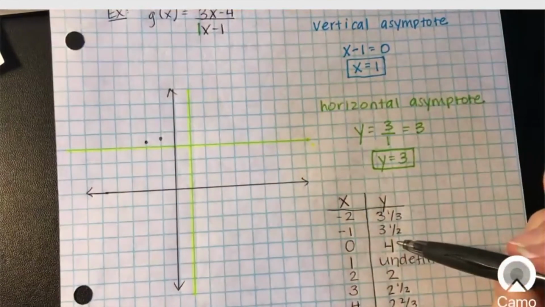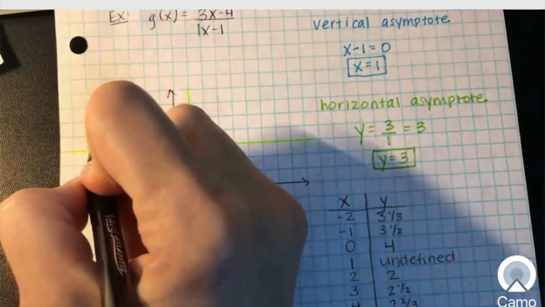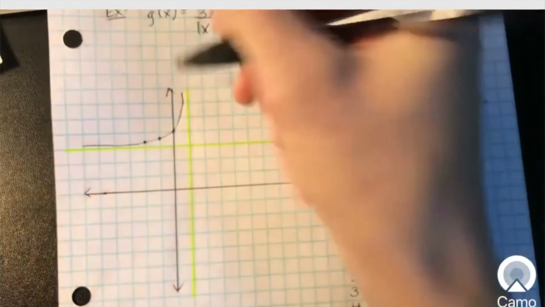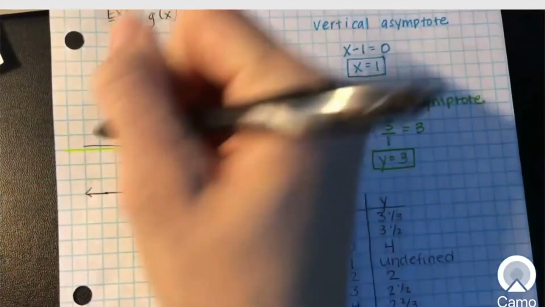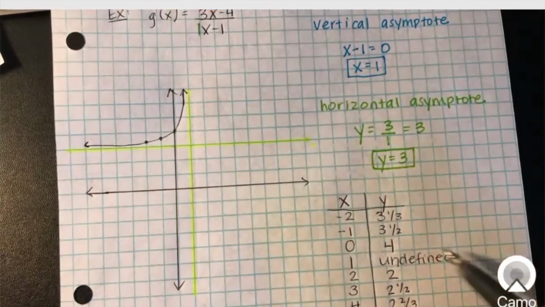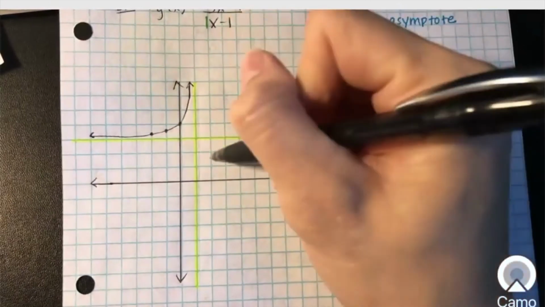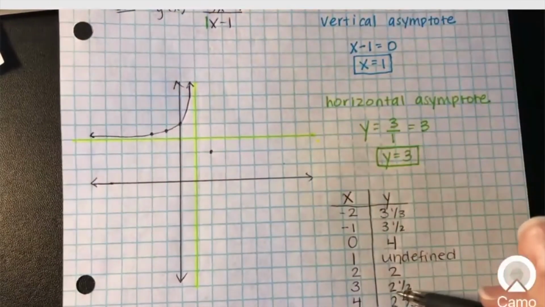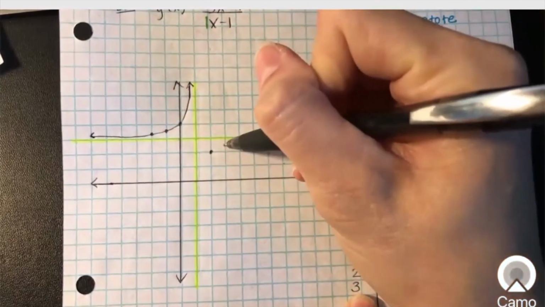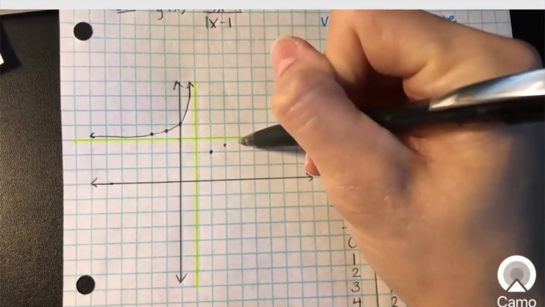We've got that y-intercept. And again, we don't want to touch the asymptote. We're just going to get really close. Whoa, got a little crooked. Okay. And then for the second half of our function, we have 2, 2, then 3, 2.5, and then 4, 2 2/3.